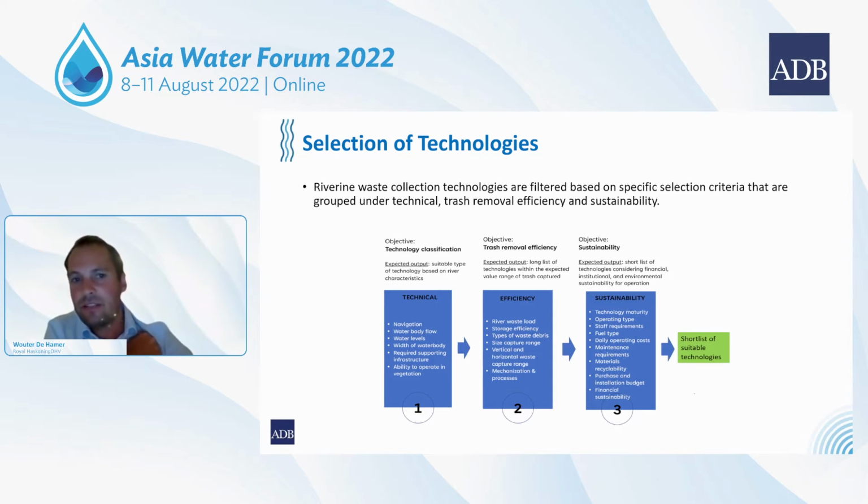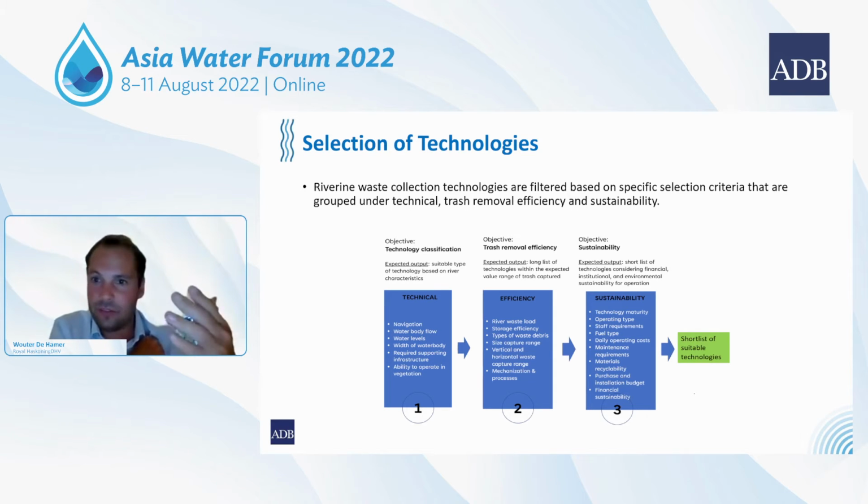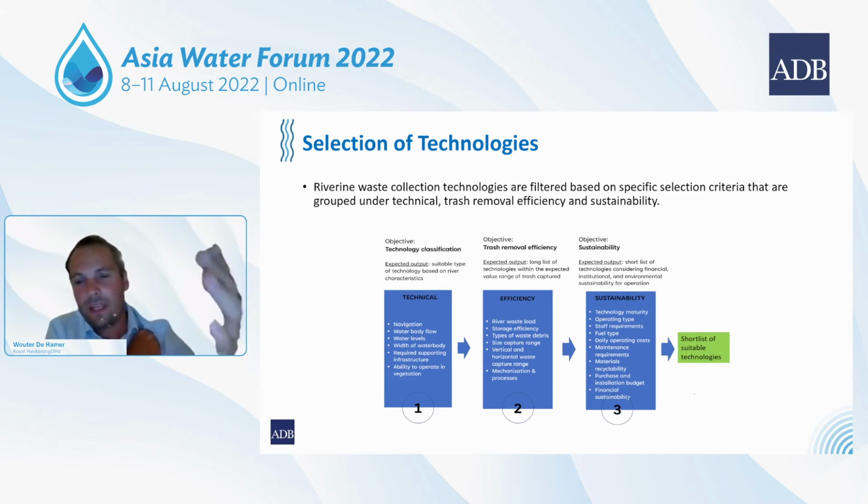The second criteria is efficiency. So what kind of plastics do we encounter in your water body? Is it just plastics, or are there also cows and trees floating around? Very important information for the robustness of your system and efficiency.